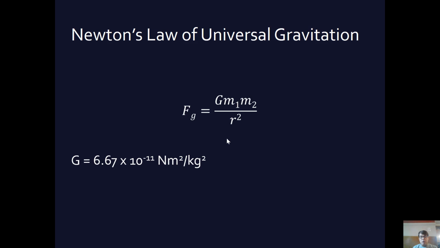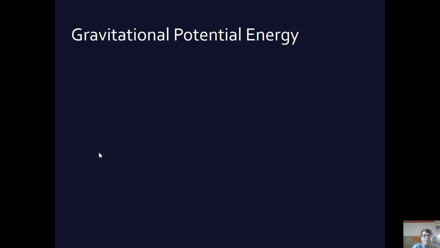So with me and the Earth, r would be the distance between me and the center of the Earth. Of course, don't confuse capital G, which is this, with little g, which is the acceleration due to gravity near the surface of the Earth, which is 9.8 meters per second squared. They're different.